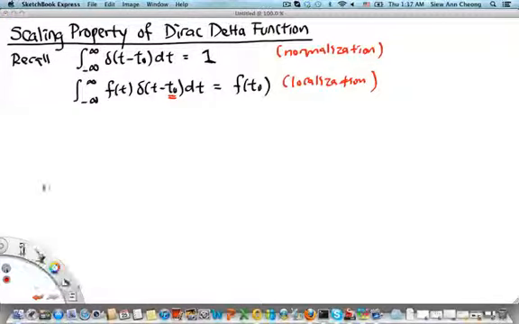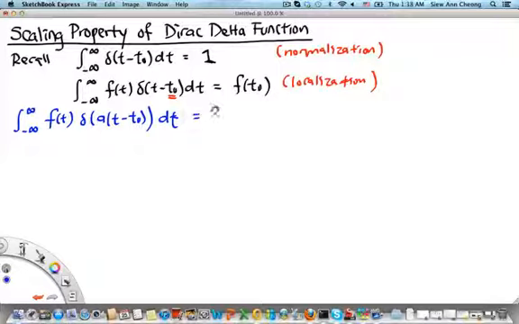Okay. Now, what about an integral that looks like this? Let's say we have an integral from minus infinity to infinity of f of t, no problem. We still have f of t, but instead of delta(t minus t naught), now we have delta(a times (t minus t naught)). That is, the argument t minus t naught is scaled first by the factor a before you integrate over the Dirac delta function.